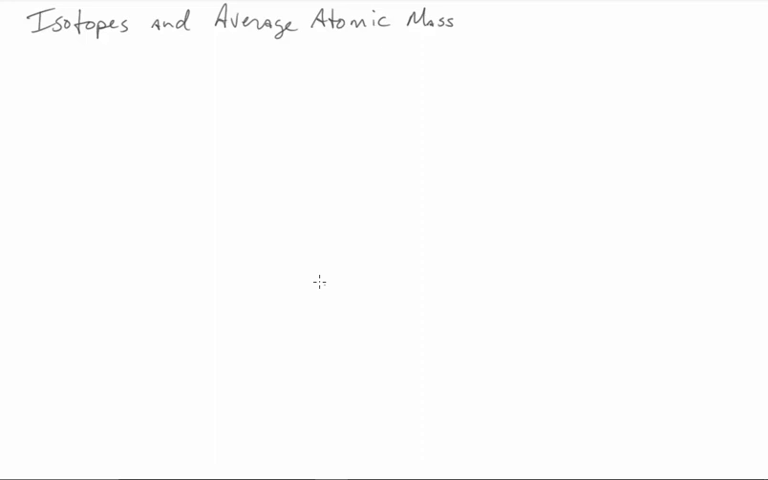All right, so today we're going to talk about isotopes and average atomic mass. Let's go ahead and define what isotopes are. I'm just going to write the term here. Isotopes, I think the literal definition is they are the same element with the same number of protons and a different number of neutrons.